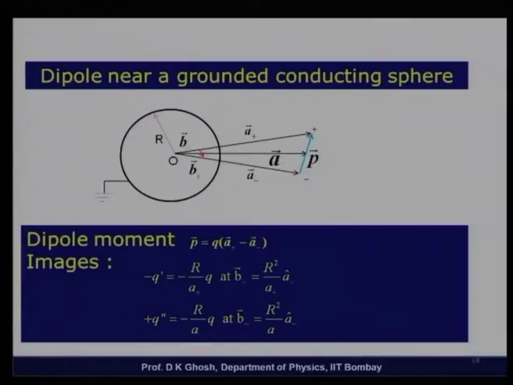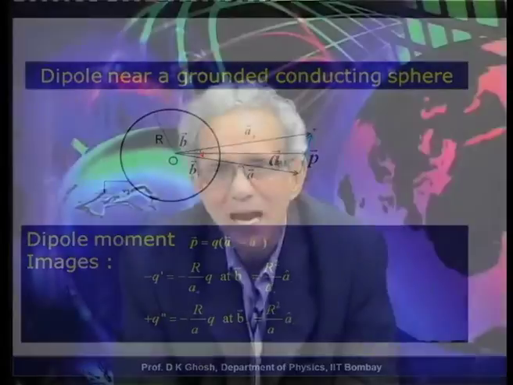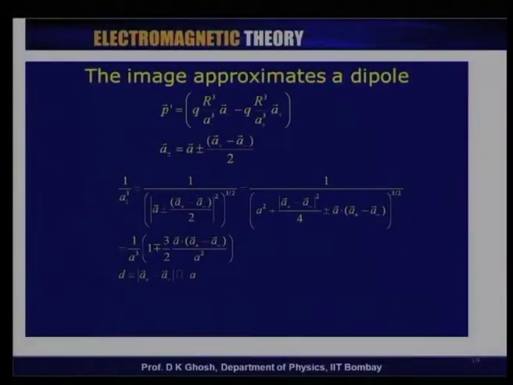So, the first thing you notice is that though the dipole is electrically neutral, the collection of the two image charges is not exactly neutral. That means the image charges will actually leave a net charge on the sphere. Let's make a reasonable approximation. Let me write the dipole vector. Remember that the dipole vector is always from the negative charge to the positive charge.